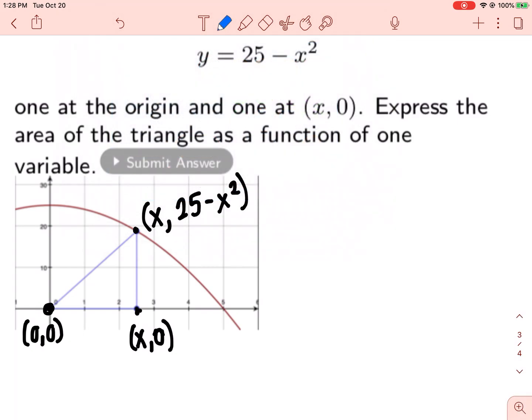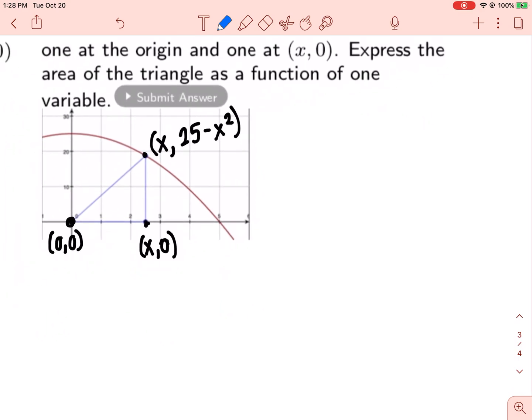Okay, so what do I want? Area as a function of one variable. So I want area, which is normally base times height, or x times y, but now I want it in just one variable. This is what I want. Okay, well this is x, this is y. Let's see if I can play around.